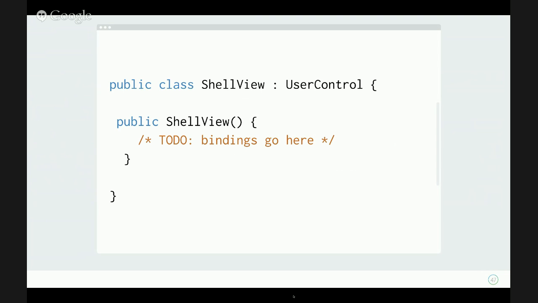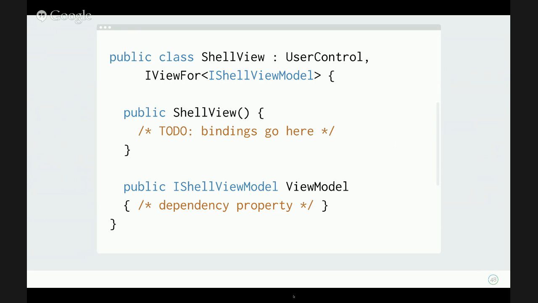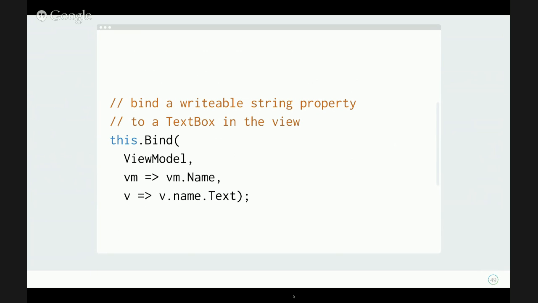So here's a simple user control. Ultimately, what I need to do here is implement this marker interface, IViewFor. There's a backing property, yay dependency properties, that needs to be set up as well. But ultimately, I write my bindings in my code behind in the constructor, and we'll go through what those look like. So here's a two-way binding in Reactive UI. I have a property on my view model, I map that to a property in the view on a control itself, and that's it.